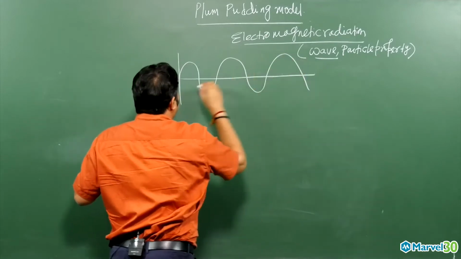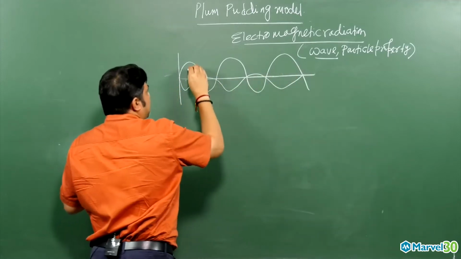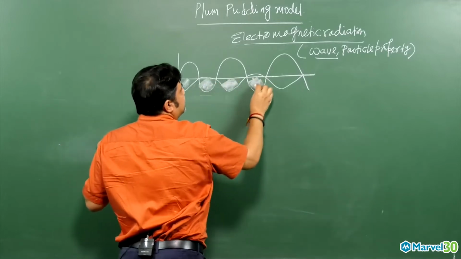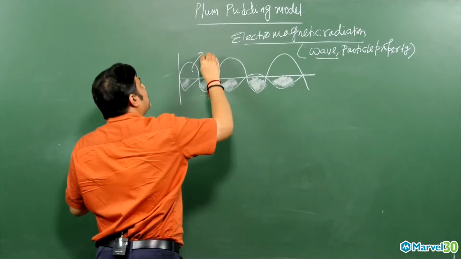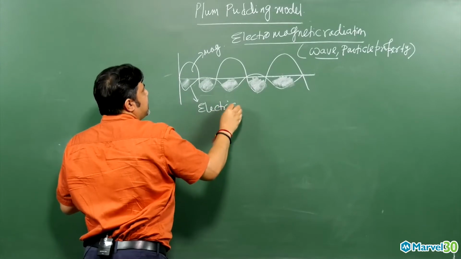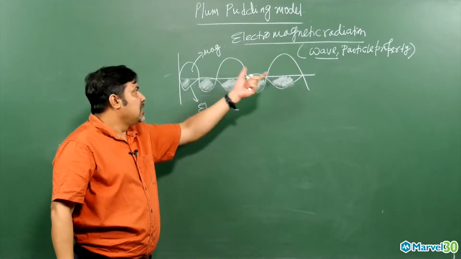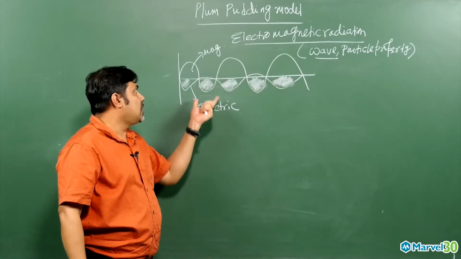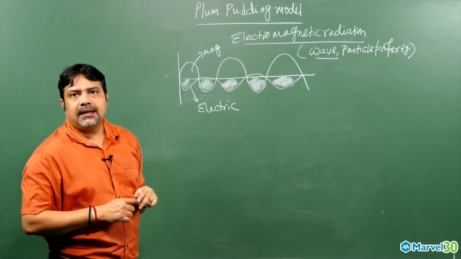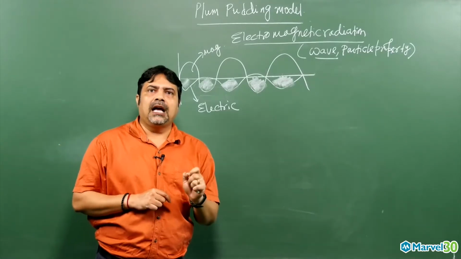Suppose you look at this thing I am telling you about. This shadow part is an electric component, and the part which is not shadow is a magnetic component, perpendicular to each other. That is why electromagnetic radiation is composed of two components: one is the electric component and one is the magnetic component, perpendicular to each other, and together they propagate. Electromagnetic radiation has both wave property and particle property.